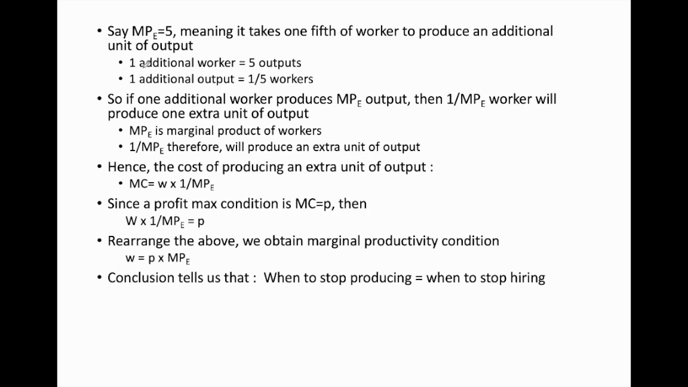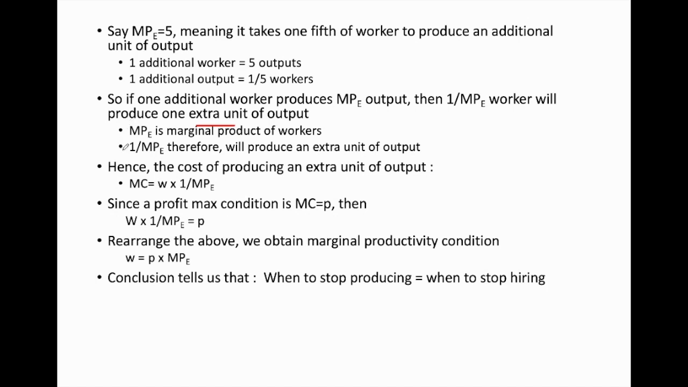As indicated here, one additional worker would produce 5 outputs, and therefore, in order to know how many workers it takes to produce one additional output, it's just a flip of the above, where we have 1/5 of a worker. It takes 1/5 of a worker to produce an additional unit of output. So if one additional worker produces MPE output, then 1 over MPE worker will produce one extra unit of output. So this is from the above understanding.